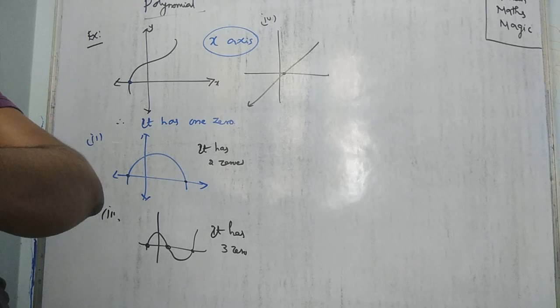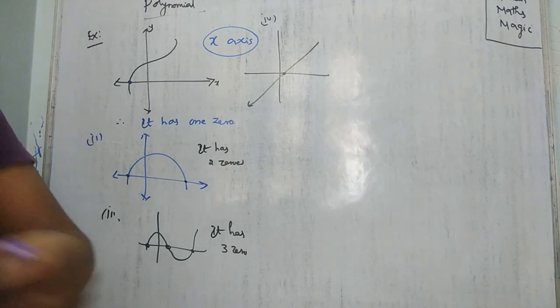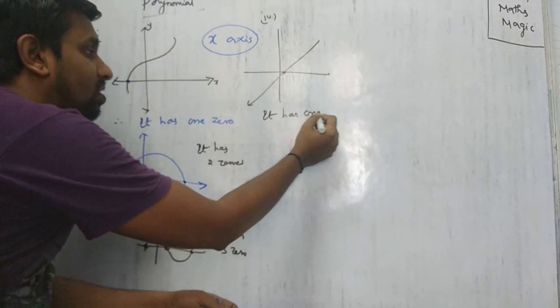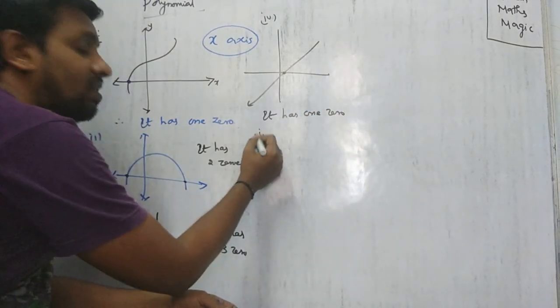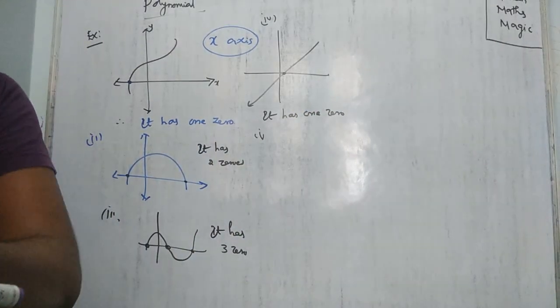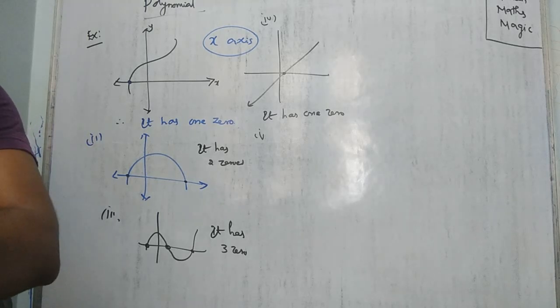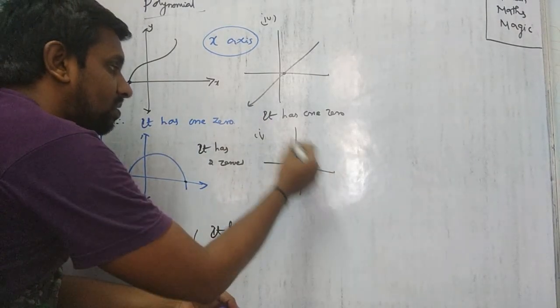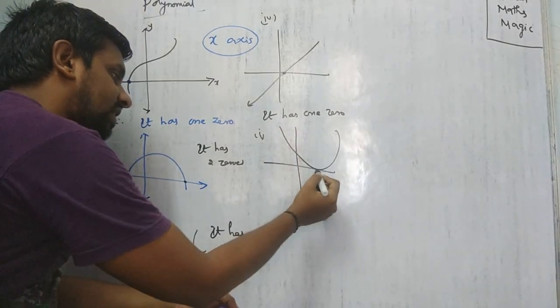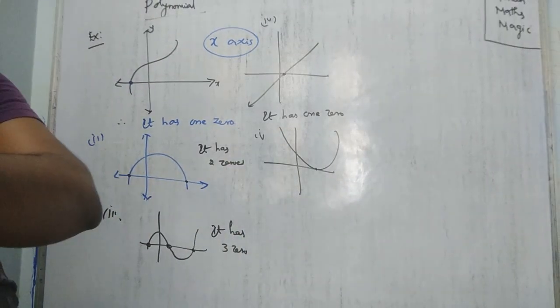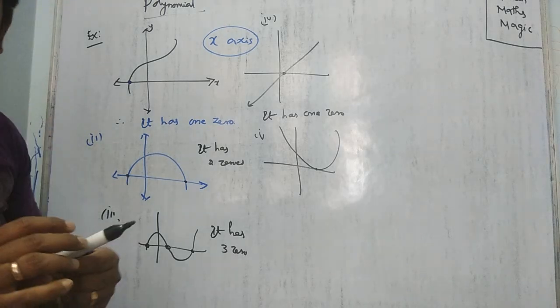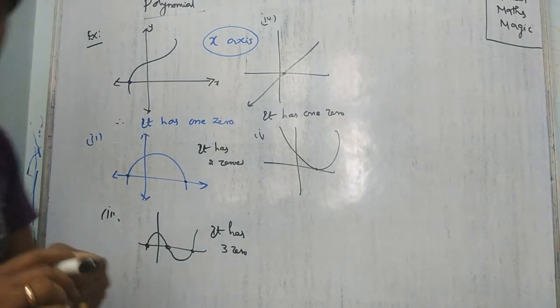Therefore, the fourth sum has only 1 zero. It has only one root or 1 zero or one factor. Fifth sum, the curve touches the x-axis in only one place. It has only 1 zero, and the next sum has 4 zeros. So similarly, exercise 2.1 you can complete on your own.